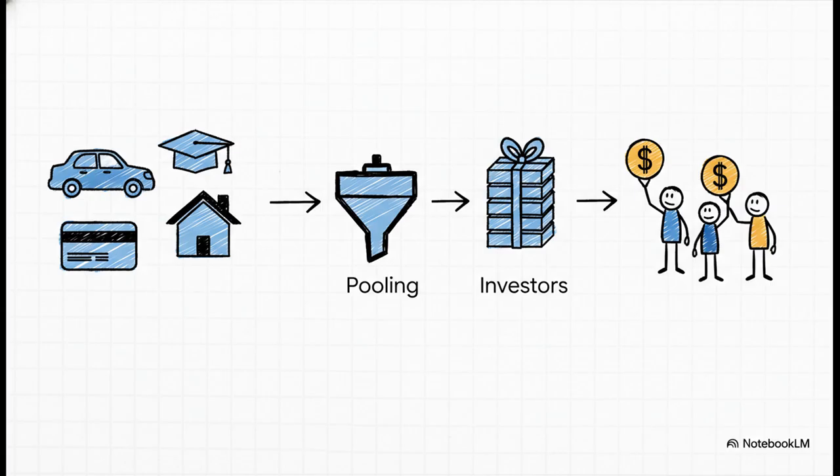When those underlying mortgages started to default, the securities that were backed by them became worthless almost overnight. It caused a massive chain reaction that nearly brought down the entire global financial system. It's a very sober reminder that these complex tools demand incredibly sophisticated risk management.